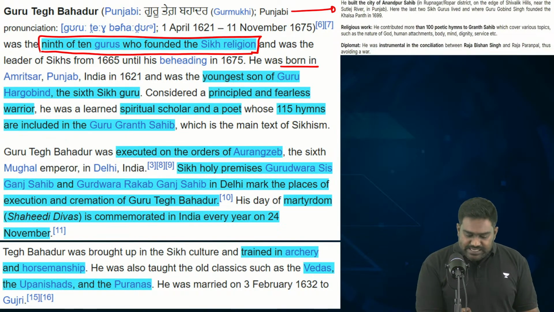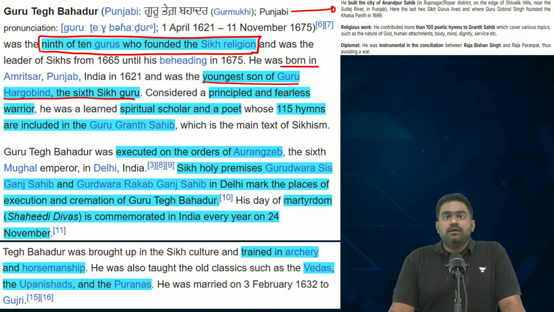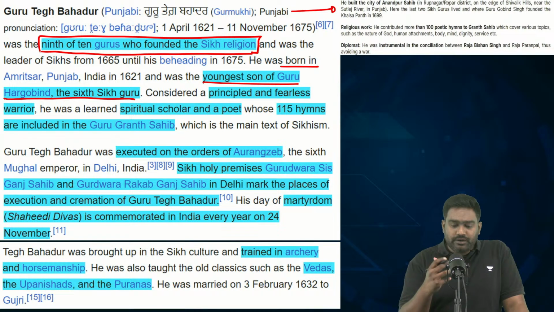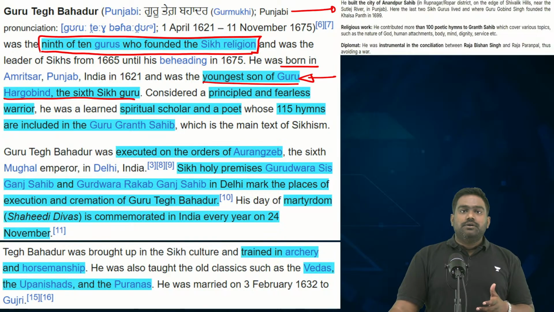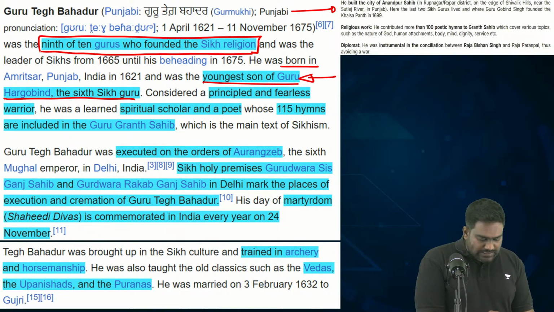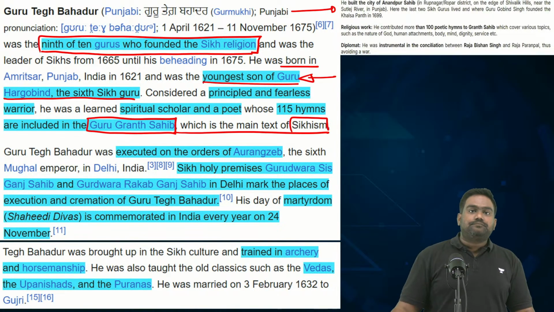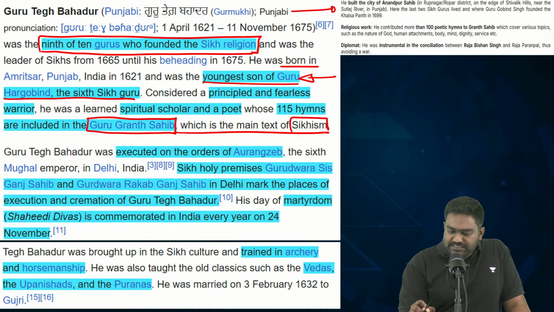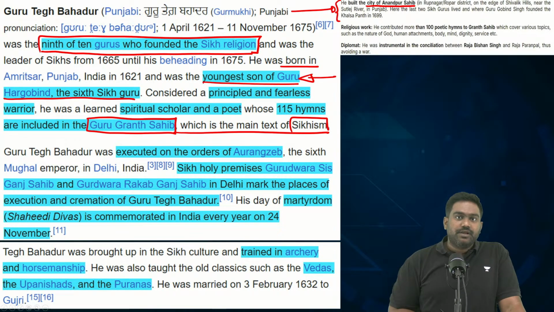Guru Tegh Bahadur was the youngest son of Guru Har Gobind, who was the sixth Sikh Guru, and he was a well-renowned poet and writer as well. He has contributed immensely to spirituality and the Sikh faith. Many of his hymns and poems have made it to the Guru Granth Sahib, the sacred text in Sikhism. In fact, it was Guru Tegh Bahadur who established and built the city of Anandpur Sahib, which is very, very sacred in Sikhism.